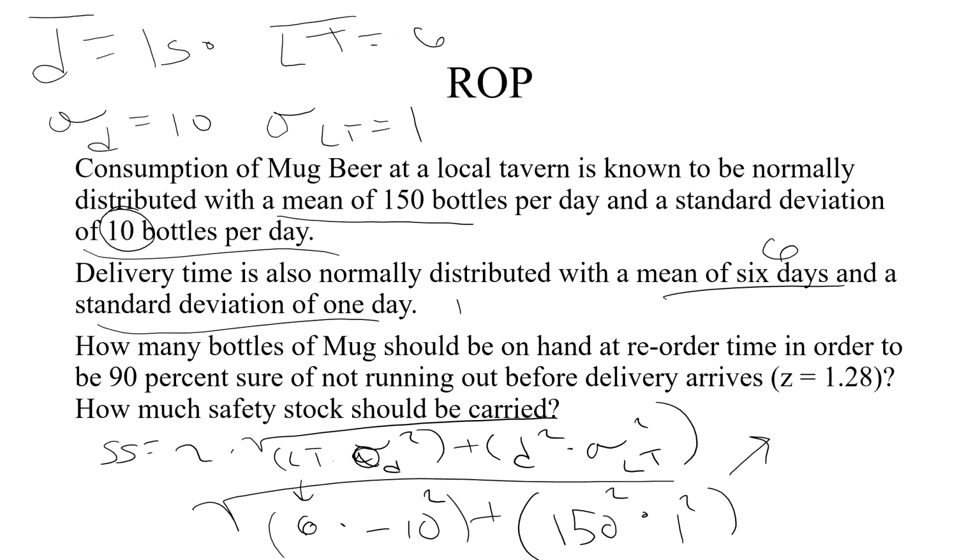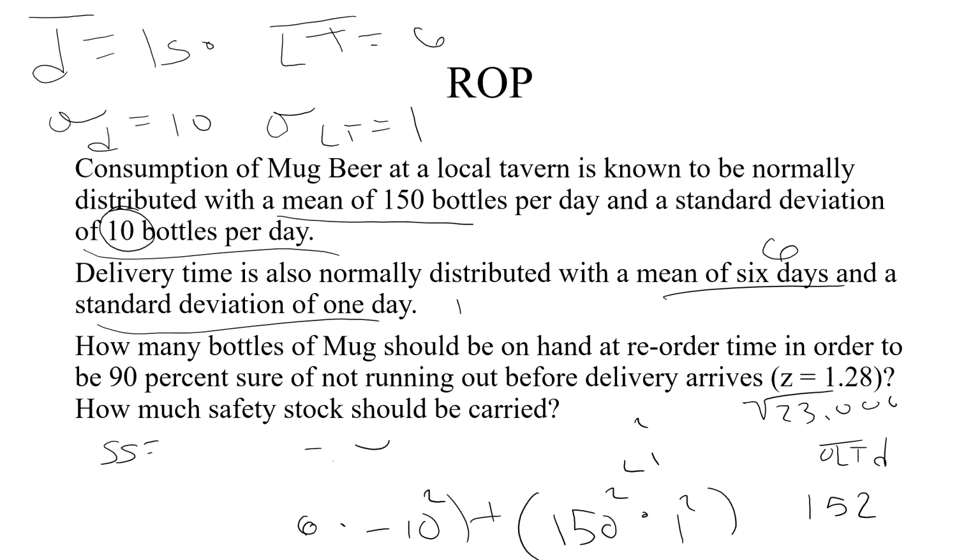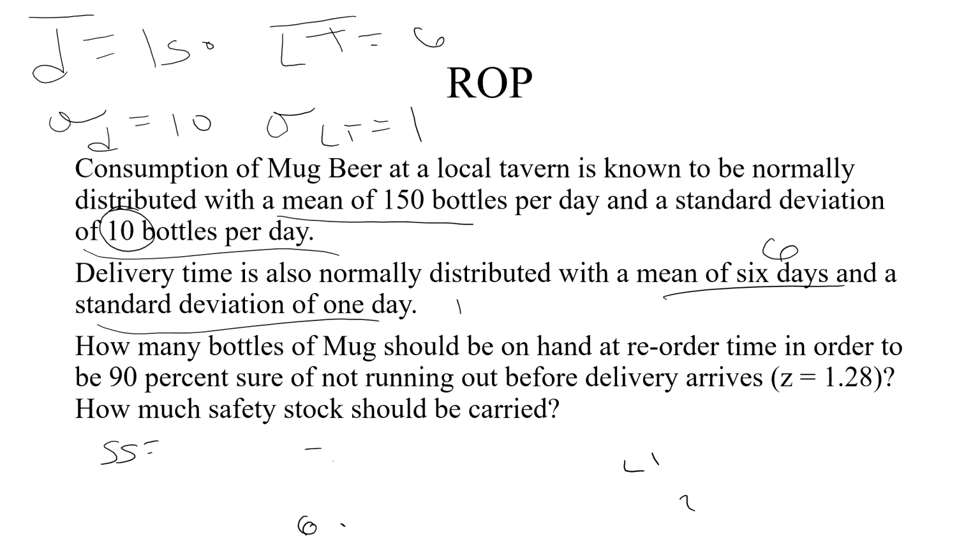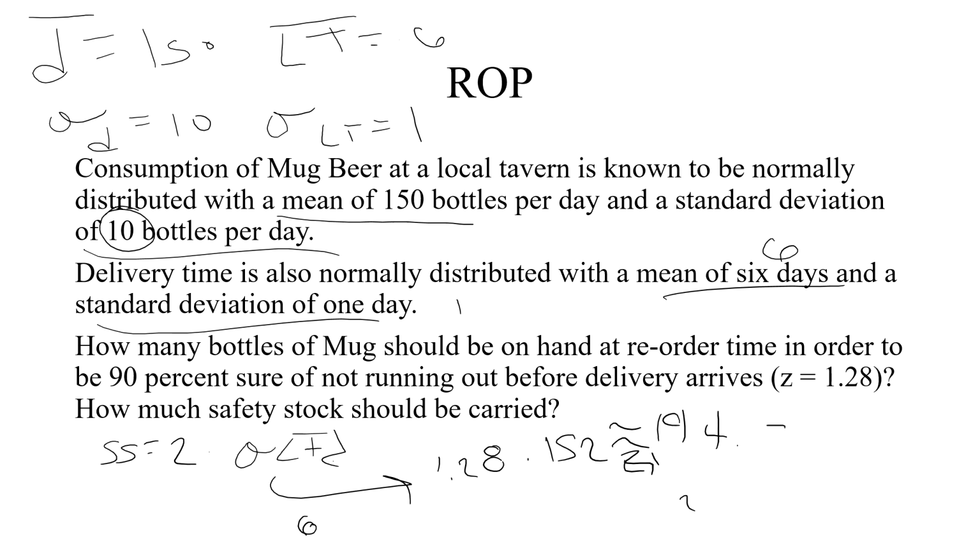So once we do that, we're going to get the square root of 23,000, and that's going to come out to our standard deviation of lead time demand, which is 152 bottles. So now that we found that, we can plug that in and make this formula seem a lot simpler. So now it's just going to be equals Z times our standard deviation of lead time demand, and that's just going to be 1.28 times that 152 we found, and that's going to give us approximately 194.56.